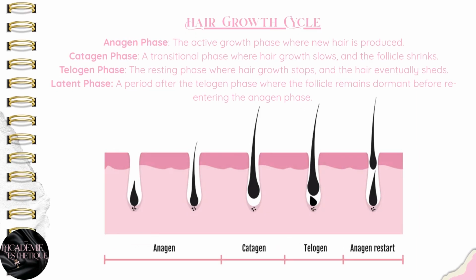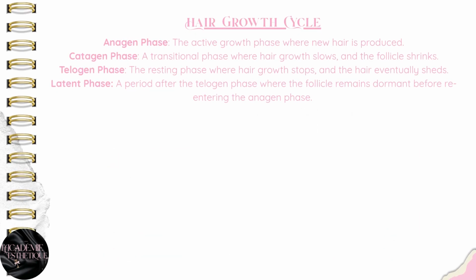Hair growth cycle. Anagen phase, the active growth phase where new hair is produced. Catagen phase, a transitional phase where hair growth slows and the follicle shrinks. Telogen phase, the resting phase where hair growth stops and the hair eventually sheds. Latent phase, a period after the telogen phase where the follicle remains dormant before re-entering the anagen phase.